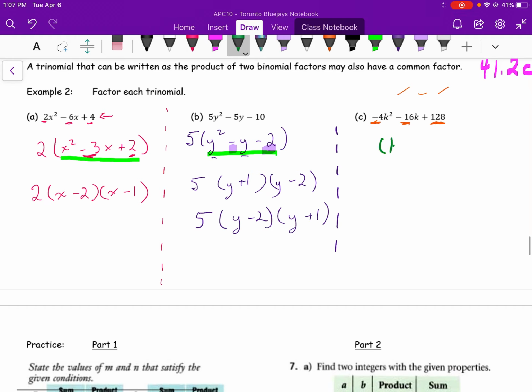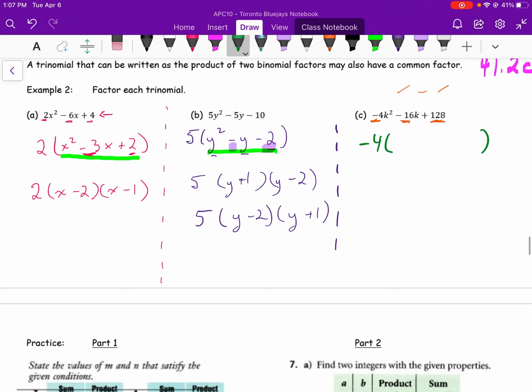But I'm just going to think ahead. Wouldn't it be nice if I factored it out so that my leading coefficient in front of k squared is positive 1? Well, I can do that by factoring out negative 4. So allow me to do that. I'm going to factor out negative 4 from the above. If I factor out negative 4 from negative 4k squared minus 16k plus 128, I'm left with k squared plus 4k minus whatever this beast is.